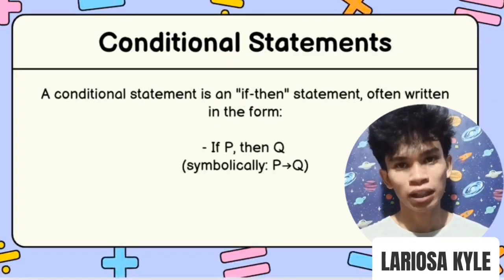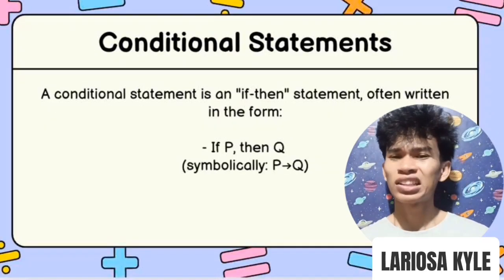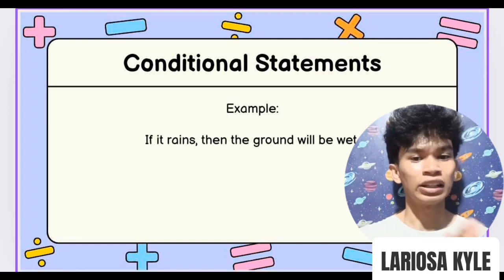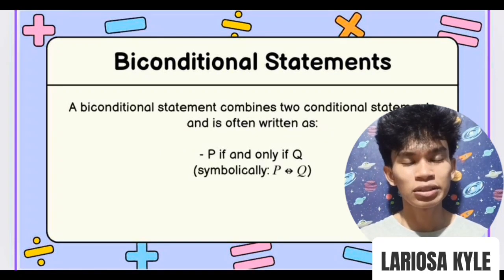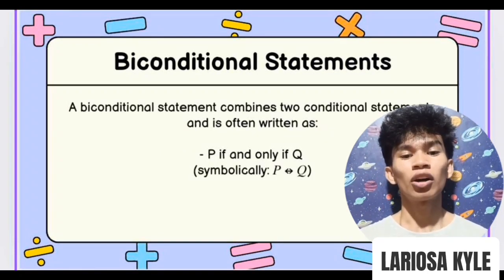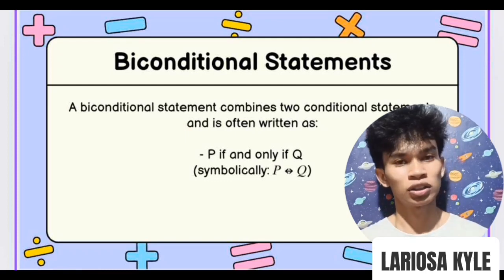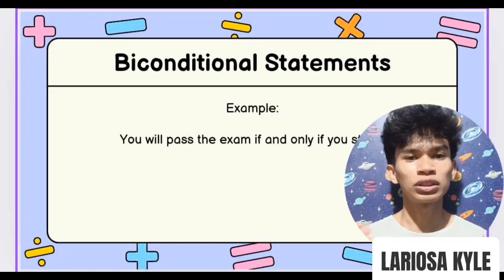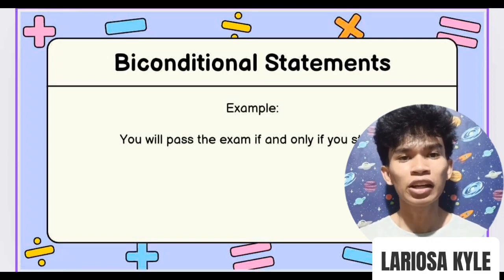First, conditional statements. These are if-then statements. For example, if it rains, then the ground gets wet. Here, if P, then Q. Next is biconditional statements. These are true in both directions. For instance, you pass the test if and only if you study. This means P if and only if Q.